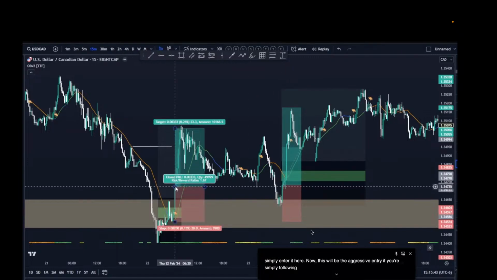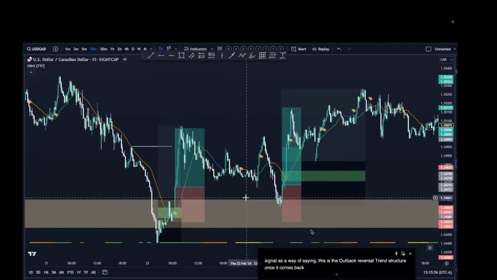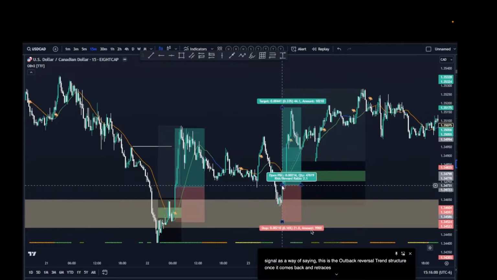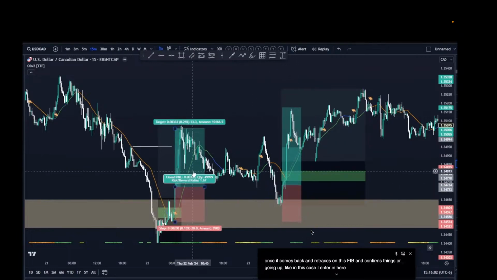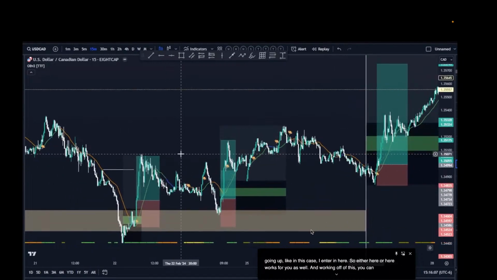If you're simply following the rules of rejecting the macro optimal trade entry, you can enter in here, or you can basically use this long outback signal as a way of saying this is the outback reversal trend structure. Once it comes back and retraces on this fib and confirms things are going up, like in this case, I enter in here. So either here or here works for you as well. And working off of this, you can continue to do this too.